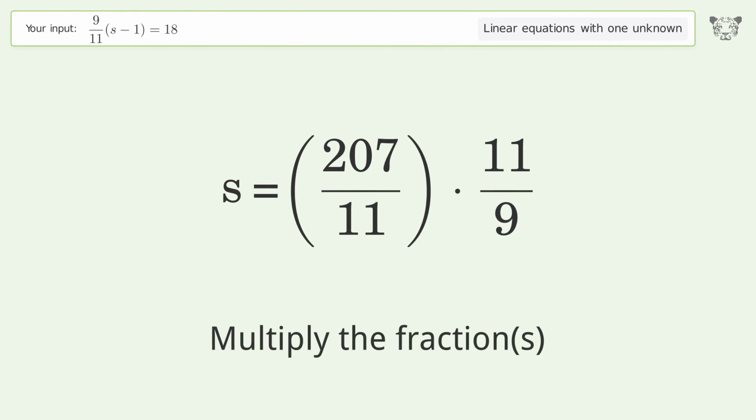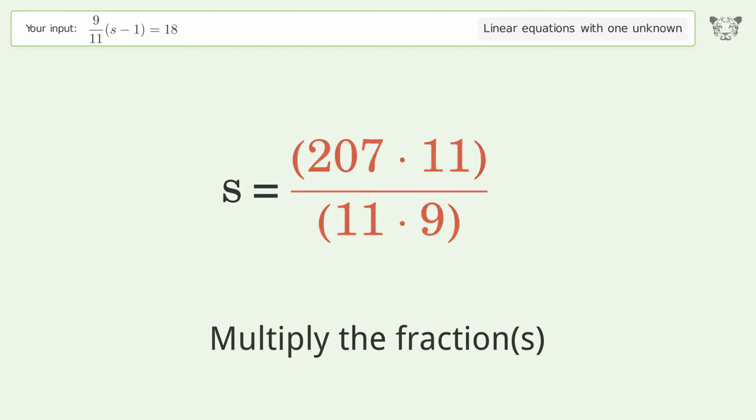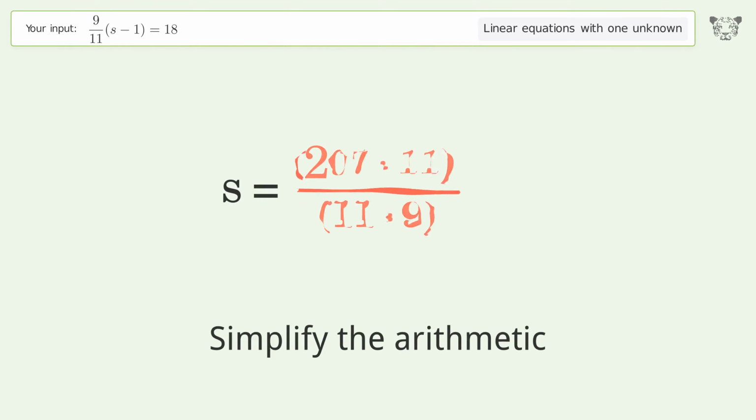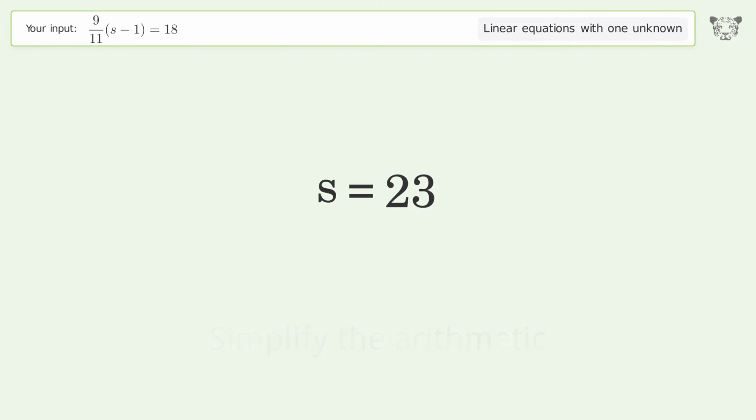Multiply the fractions. Simplify the arithmetic. And so the final result is s equals 23.